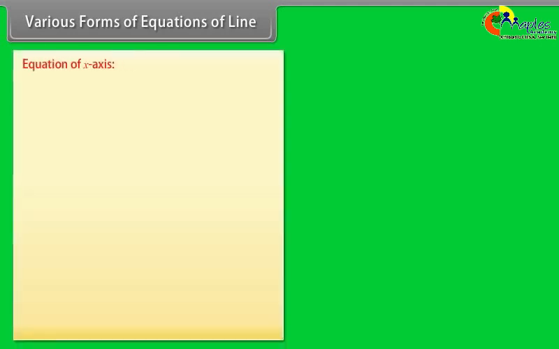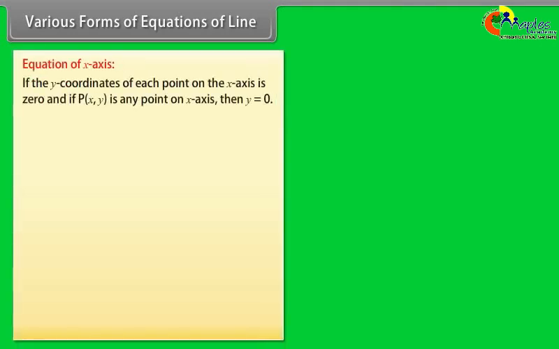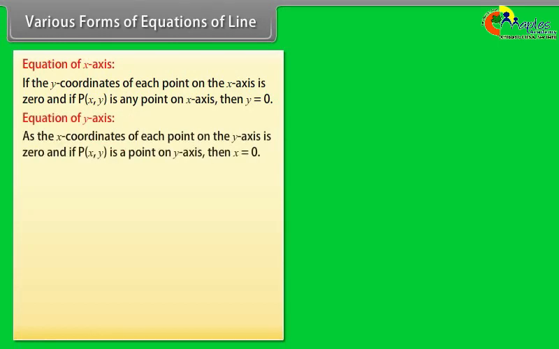Various forms of equations of line. Equation of x-axis. If the y-coordinate of each point on the x-axis is 0, and if P(x, y) is any point on the x-axis, then y is equal to 0. Equation of y-axis. As the x-coordinate of each point on the y-axis is 0, and if P(x, y) is a point on the y-axis, then x is equal to 0.